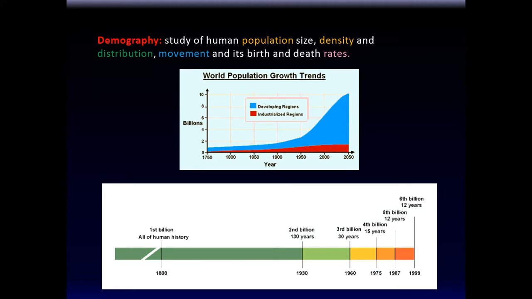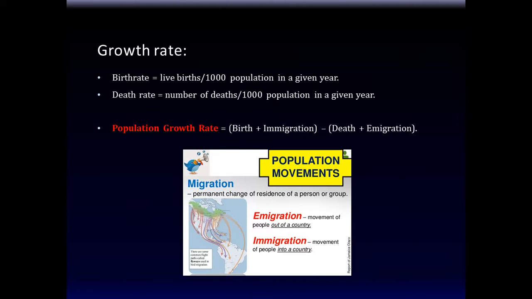This word, demography, is the study of human population size, density, distribution, movement, and its birth and death rate. In other words, what's going on with the human population? Where is it increasing and decreasing, etc.? And this is of great interest because there's disparity between the developing regions and the industrialized countries. Industrialized countries, as you can see over here, or politically correct, industrialized regions, tend to have slower population growth compared to developing countries that tend to have faster population growth, because they tend to have fewer kids than the third world countries, the developing countries.